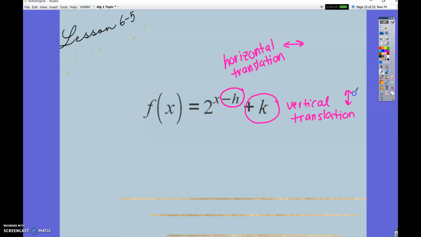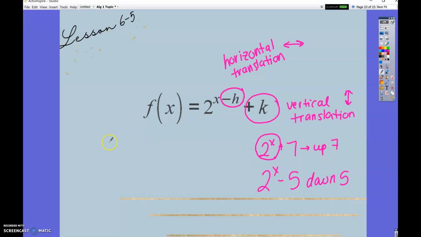One little tricky thing I must say though, is if you had, let's say, 2 to the x plus 7, that's going to move it up 7. Your original function 2 to the x will go up 7. Of course, if you had 2 to the x minus 5, it will go down 5. So the plus 7 means up and the minus 5 means down.